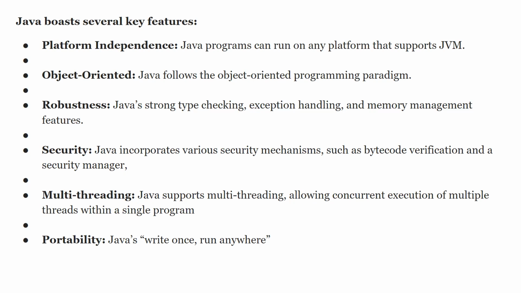Another thing is portability. This is related to platform independence. As I told you, Java is write once and run anywhere. You can write and compile on one machine and run it somewhere else on a different machine. This is not possible for C and C++, by the way, because they are compiled directly into machine language. So these are some of the key features of Java.